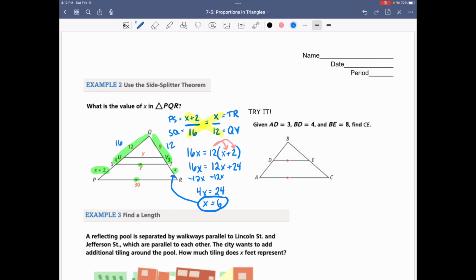Let's do a try it. Given that AD equals 3, so I want you to label your diagram, BD equals 4, and BE equals 8, find CE. Now I want to pause the video here.